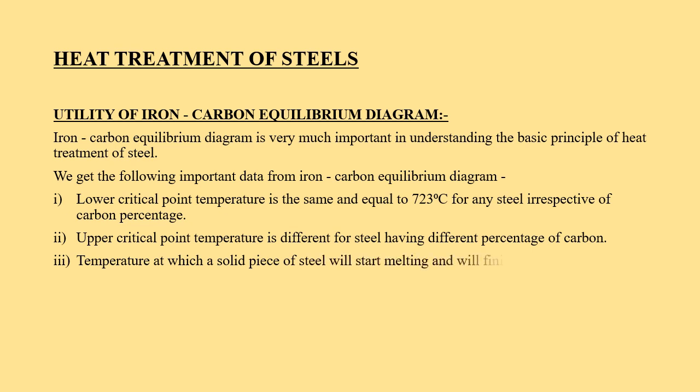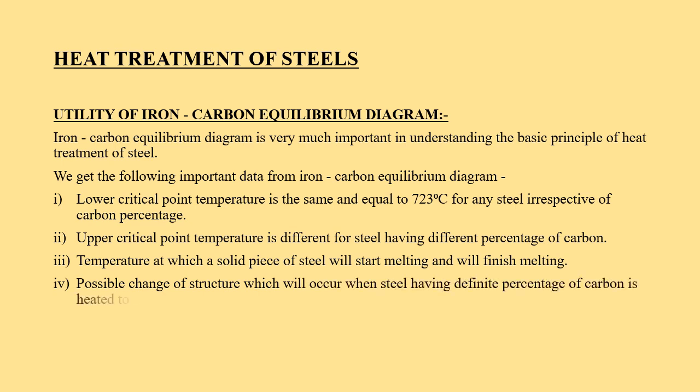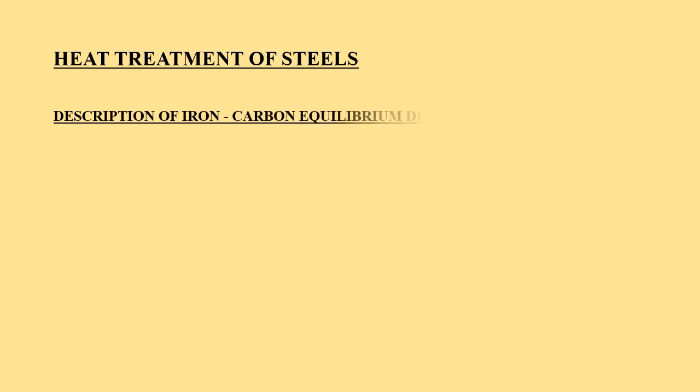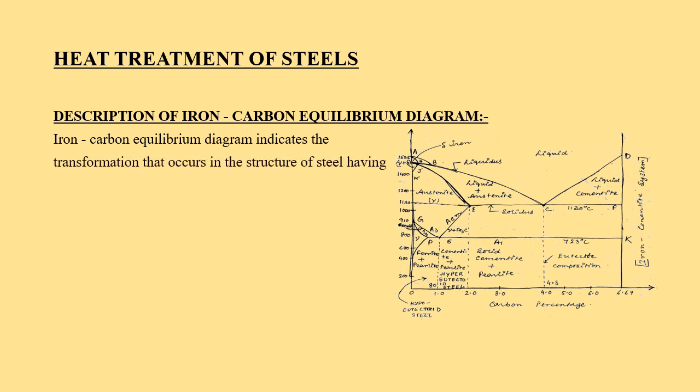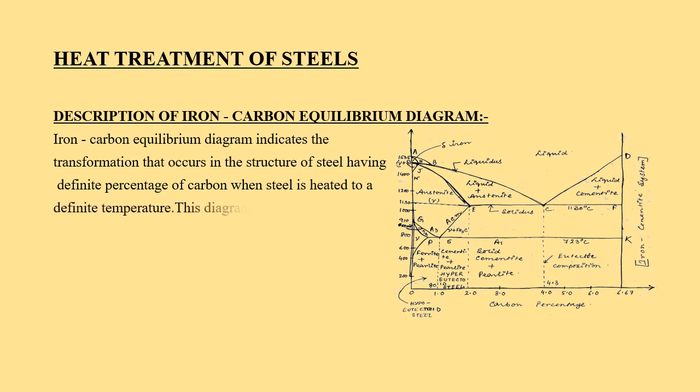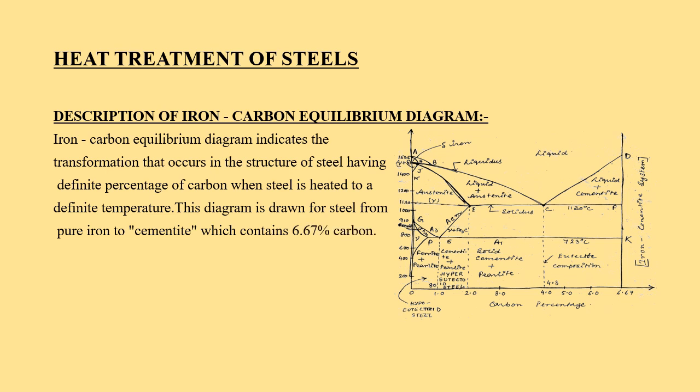Temperature at which a solid piece of steel will start melting and will finish melting. Possible change of structure which will occur when steel having definite percentage of carbon is heated to a definite temperature. Iron-carbon equilibrium diagram indicates the transformation that occurs in the structure of steel having definite percentage of carbon when the steel is heated to a definite temperature. This diagram is drawn for the steel from pure iron to cementite which contains 6.67% of carbon.